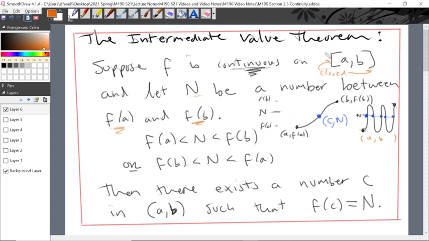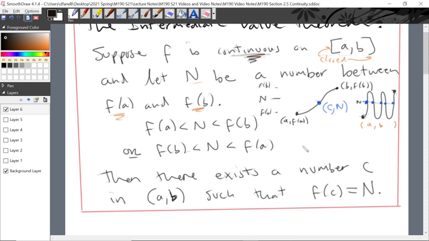What the intermediate value theorem says is that if we have a function that is continuous on a closed interval, then we know for sure that any number between the outputs at a and b, any number we choose, by continuity, we would have to go through that number at least one time somewhere on the function.